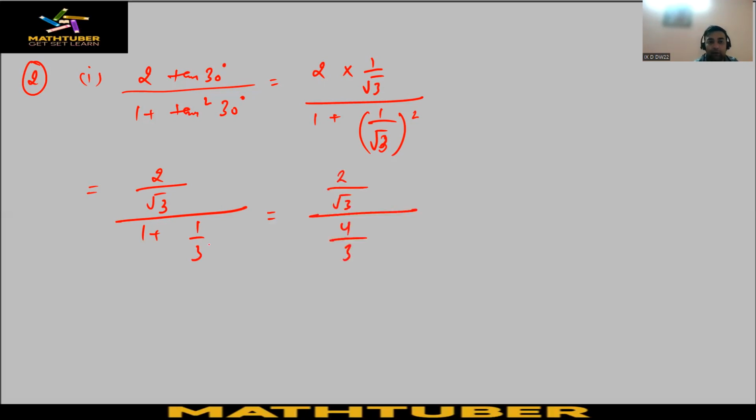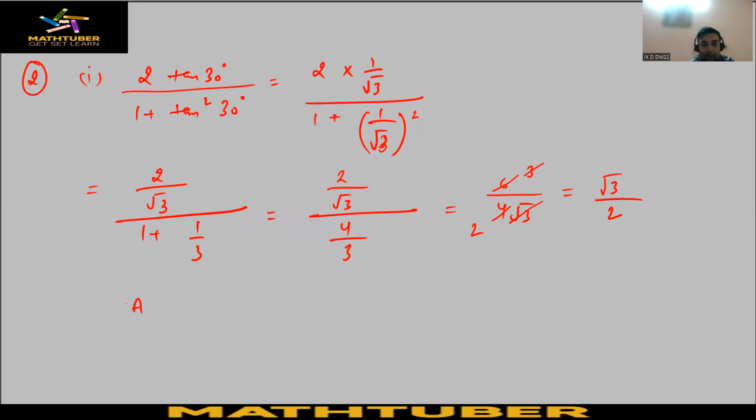After taking LCM, you will get the value 4 upon 3. Now this 3 will go to the numerator directly. So it will be 6 upon 4 root 3. These are getting cancelled, 2 and 3. By 3 we can cancel. And root 3 can be cancelled with this 3 because 3 can be written as root 3 into root 3. So 1 root 3 will get cancelled and you will get root 3 by 2 as the answer.